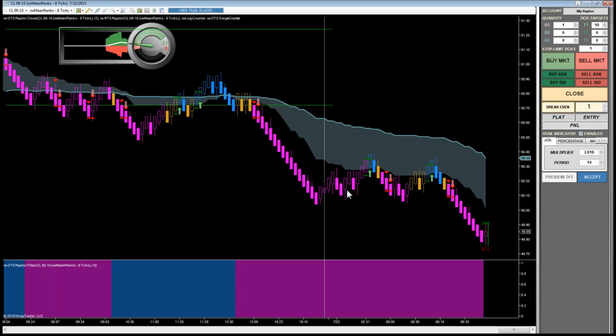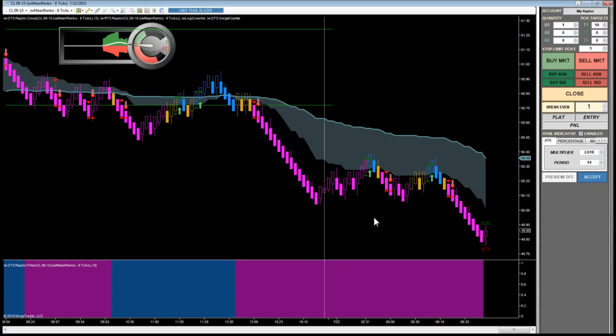It looks like crude oil actually gave us a double pullback signal. Didn't get quite as deep into the hard edge as I normally like to see, but it was still a double pullback. Came out, generated a sell signal. Looks like it did have some follow through, but we'll see.